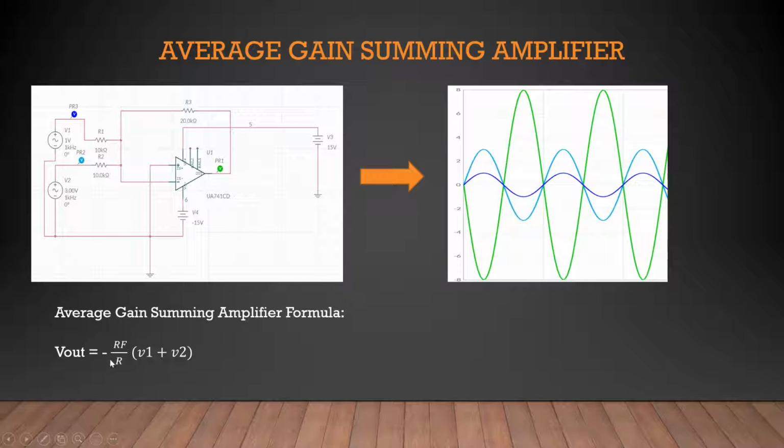For this one, we just calculate the average gain: negative RF over R times the sum of both voltage inputs, which is 3 and 1, so this is 4. Negative RF over R should be -2 because 20k over 10k is 2. So -2 times 4, we will get -8. So that's the way of average gain.